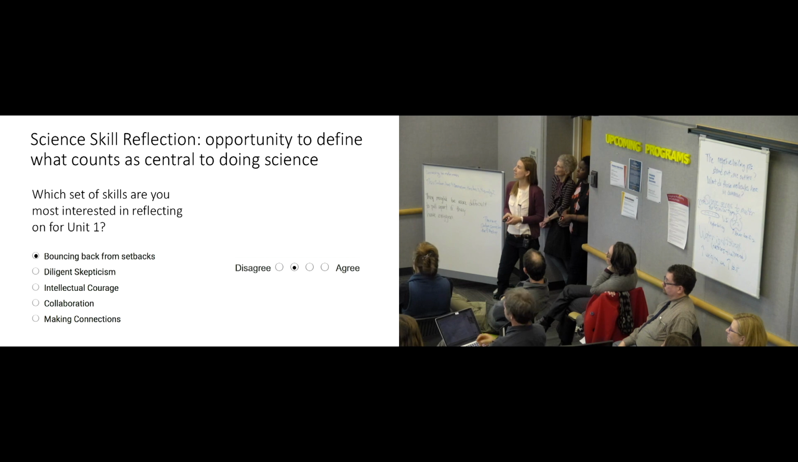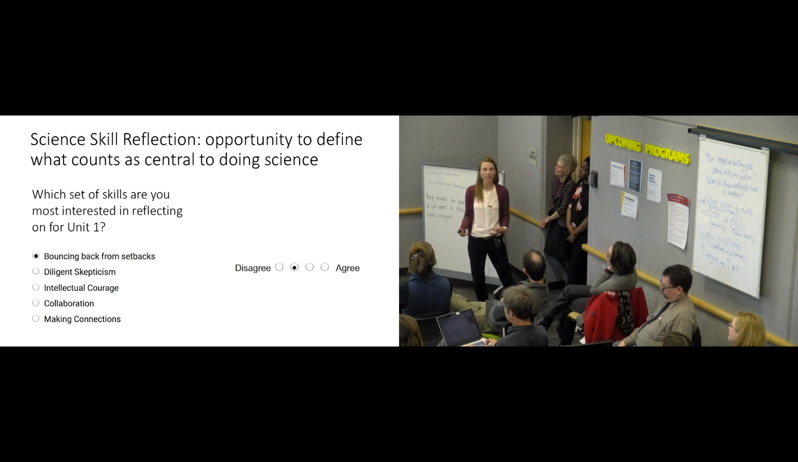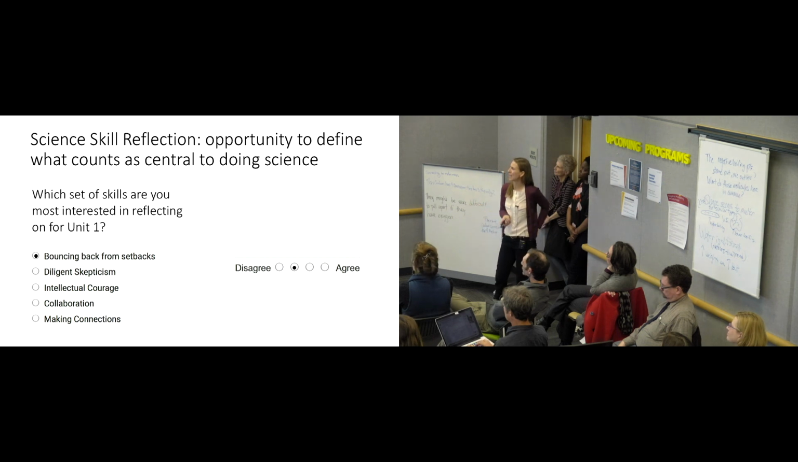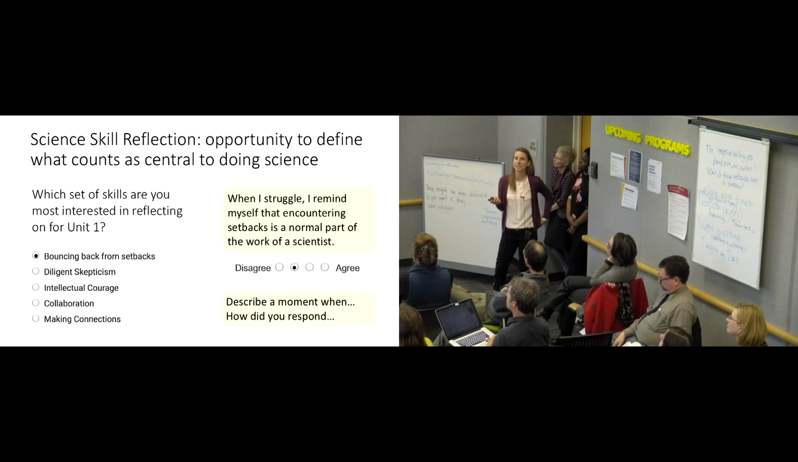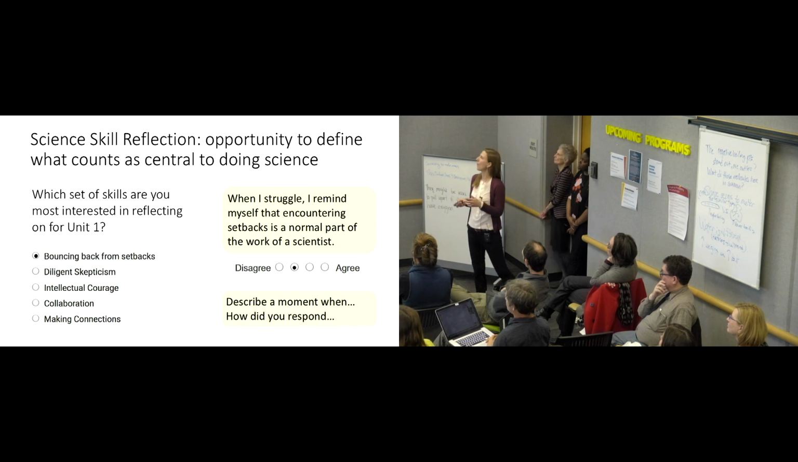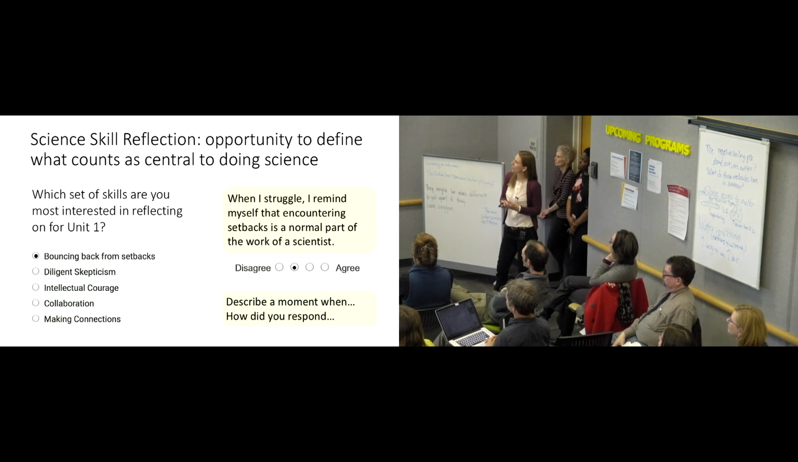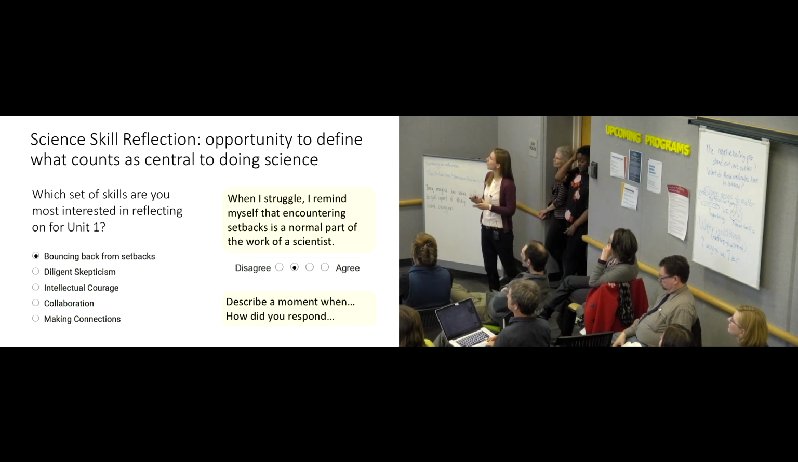We use this as an opportunity to continue to define what is necessary for doing science. So we picked these 5 skills, things like persistence, bouncing back from setbacks, diligence, skepticism, and students would pick one of these, and then we'd have a series of prompts that would help us define what that skill meant. So, for example, when I struggle, I remind myself that encountering setbacks is a normal part of the work of scientists. So they could see where they were at in relationship to that skill.